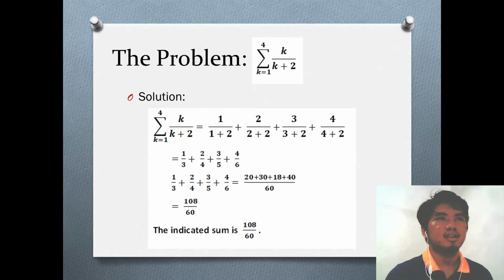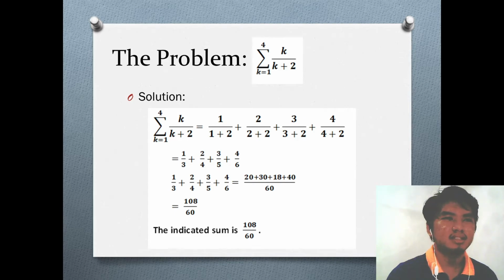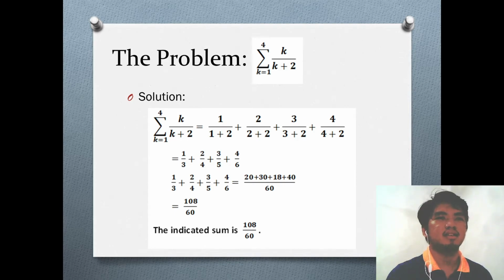So in decimal form, it has no exact number. It has a decimal point, so we're gonna stick with this fraction. So the indicated sum of this problem is 108 over 60.